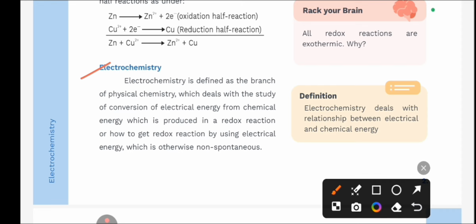Here we can see the definition of electrochemistry. Actually, it is the relation that shows between electrical energy and chemical energy. Electrochemistry is the branch of physical chemistry which deals with the study of conversion of electrical energy from chemical energy. How can you learn electrochemistry? It means here chemical energy will convert into electrical. Keep an opposite arrow, chemical to electrical.